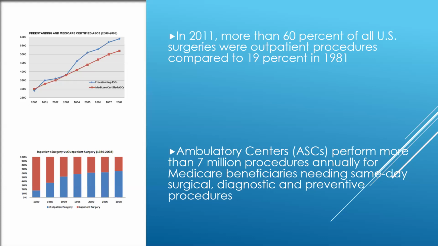Ambulatory surgery centers perform more than 7 million procedures annually in the Medicare database for patients needing same-day surgical, diagnostic, and preventative procedures. So I think I've so far talked to you about the benefits of outpatient surgery, and have shown you that a cost-driven medical system like the United States has also seen the benefits of outpatient surgery, and the results are showing it as an increased number of outpatient centers and an increased proportion of all surgical procedures that are done on an outpatient basis.